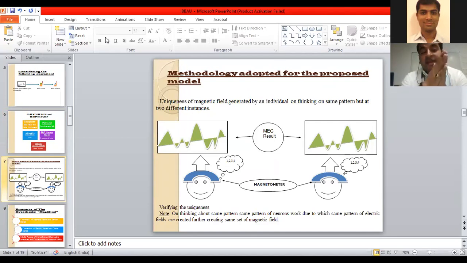On a second instance, after some time or in a different context, if the person is thinking 1, 2, 3, 4, that is the same thought. The same thought will generate the same network, the same communication, and the same communication will generate the same magnetic field. So on thinking about the same pattern, the same pattern of neurons work, due to which the same pattern of electric fields are created, further creating the same set of magnetic field, as it is written.